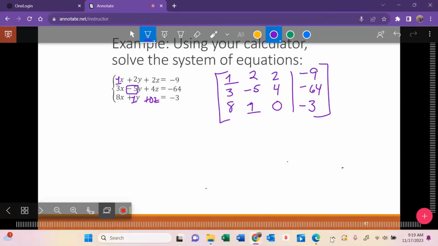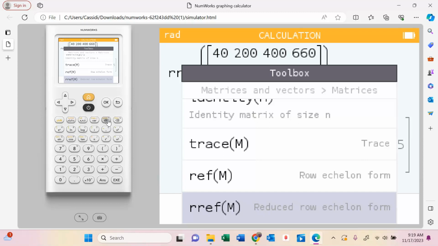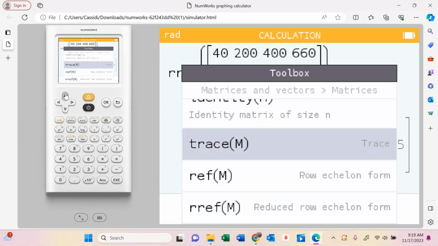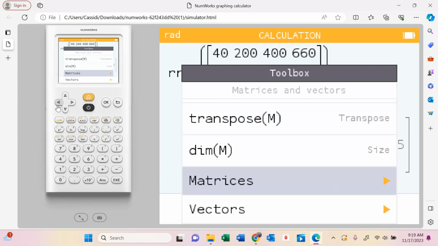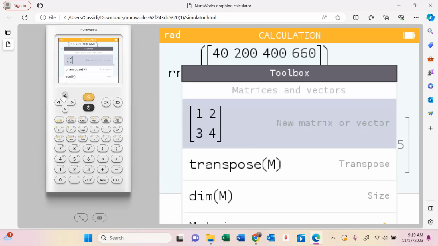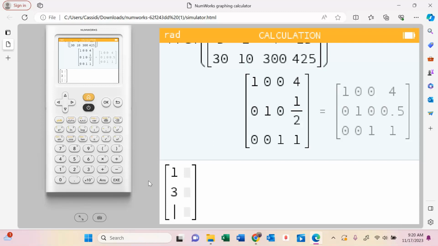So I'm going to go back over to my calculator simulator, and I'm going to do a fresh one this time. I'm going to click the toolbox again and go up to create a new matrix. Let's go back out. I click this arrow button here to go back out of the matrix commands. So now, for a new matrix, I'm going to click enter, and I'm going to input what we just wrote. So we had 1, 3, and 8.